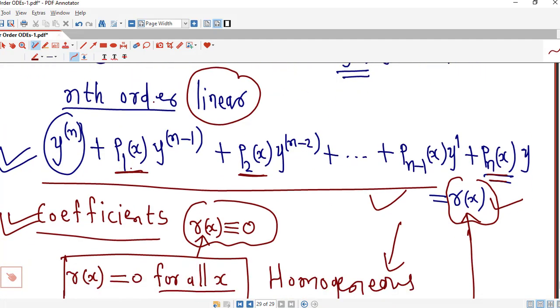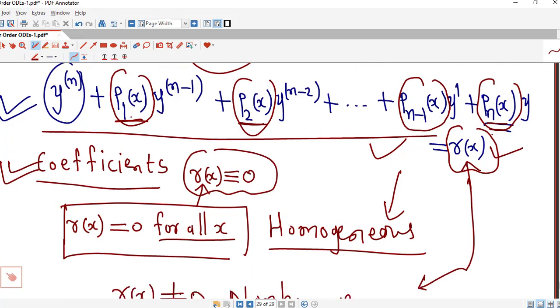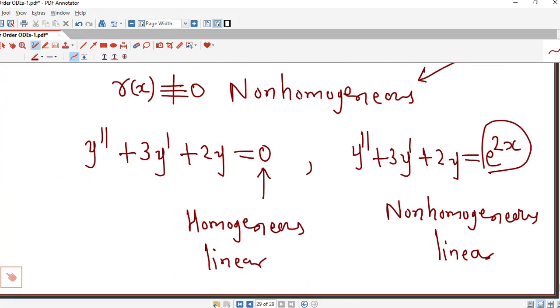Now another thing is, for some equations all these coefficients are constants. These p1x, p2x up to say pnx are all coefficients of this equation. So if all these coefficients are constants, then we say that this equation is a linear differential equation with constant coefficients. In these two equations we can see all the coefficients are constants. So this is a homogeneous linear differential equation with constant coefficients.